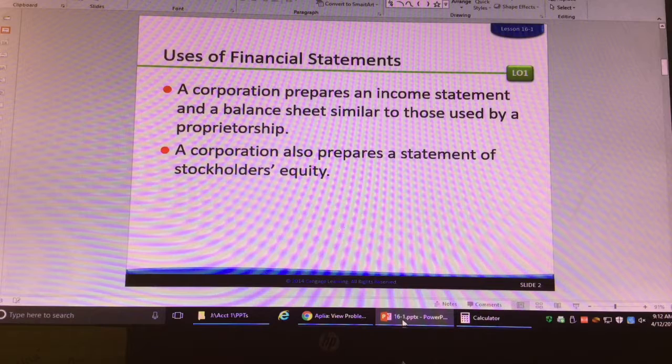The uses of financial statements, there's two. A corporation prepares an income statement and a balance sheet similar to those used by a sole proprietorship. A corporation also prepares a statement of stockholders' equity. This is similar to owner's equity.